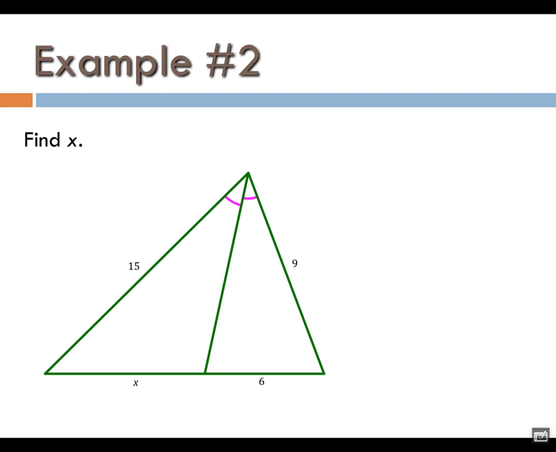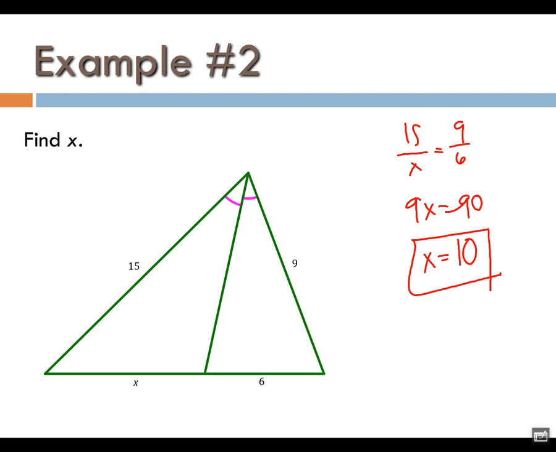Sarah, what do you got? X equals 10. Tell me how you set that up. I did 15 over x equals 9 over 6. And then I just did left side over left chunk equals right side over right chunk. Perfect. Cross multiply. 9x is equal to 90. X equals 10. Easy.